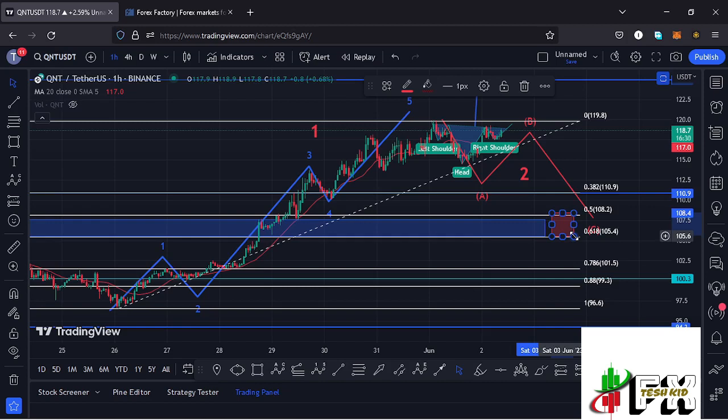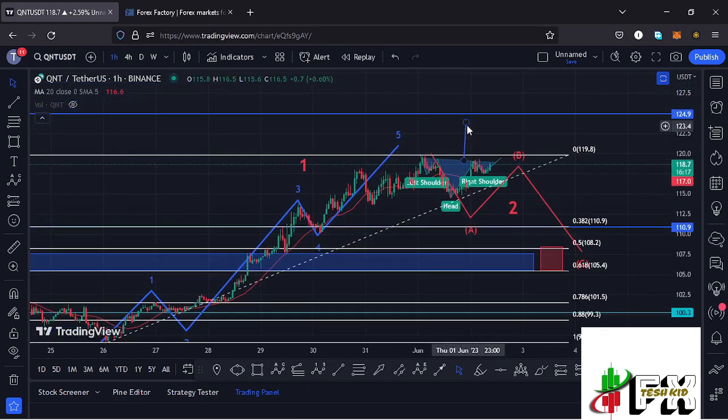But also have in mind that since we don't have any confirmations, there are still chances that we could see another run up to the upside, see a breakout out of the inverse head and shoulders pattern, and put in place one more high in the formation of that wave 5 before we can break down to the lower side in the formation of this larger Elliott wave count 2. So that is what I'm expecting here on the Quant chart.